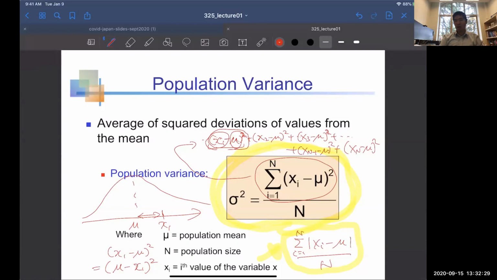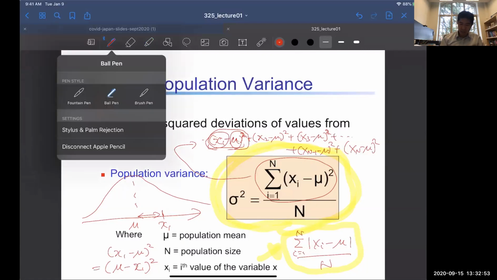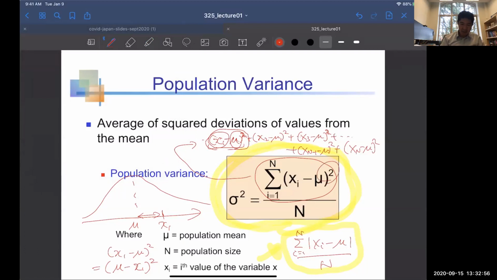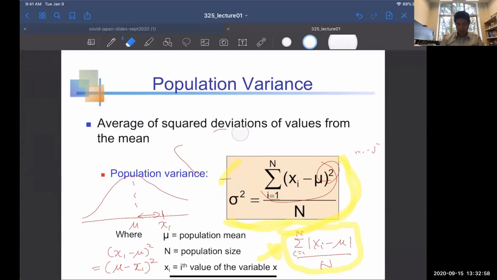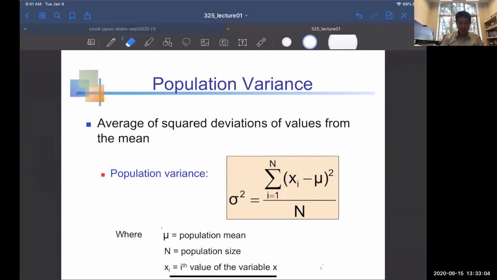But how much? What is it supposed to mean that one data set's variance is 500 and the other is 10? You have to interpret the magnitude, and it turns out it's very difficult to interpret. Why? This is because of the square. As I said, variance is an average squared distance.